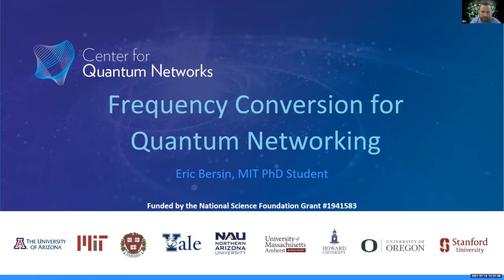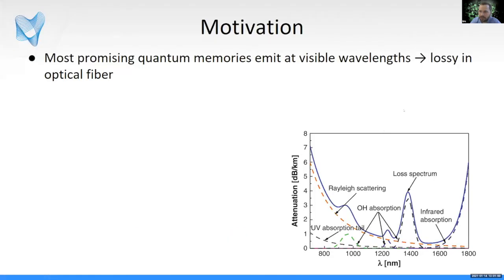So why do we need frequency conversion? When we talk about quantum memories for quantum networks, most of the promising quantum memories that I think we'll hear about later emit their photons that we would use for actual networking at visible wavelengths. And these are lossy in optical fiber, as you can see from this plot over here on the bottom right. This is wavelength, and this is the attenuation as a function of length of the fiber.